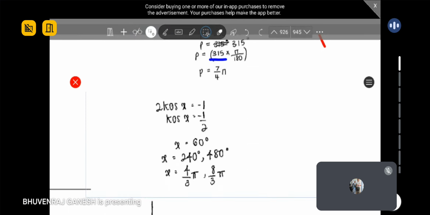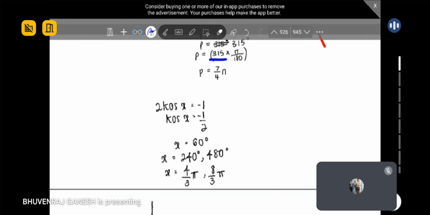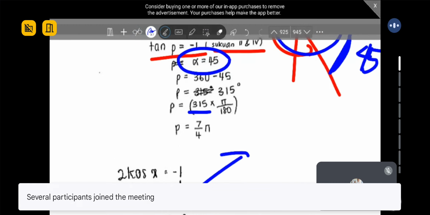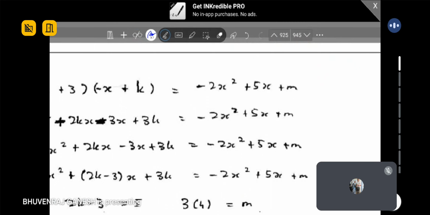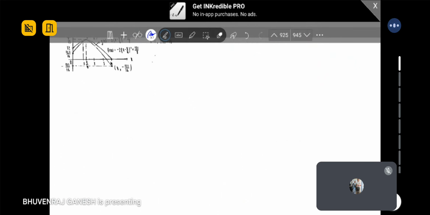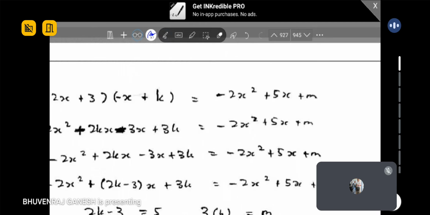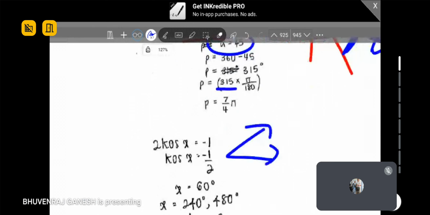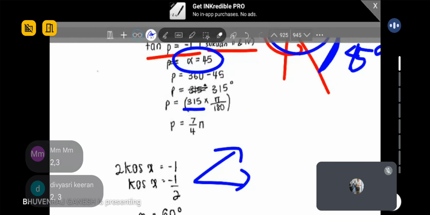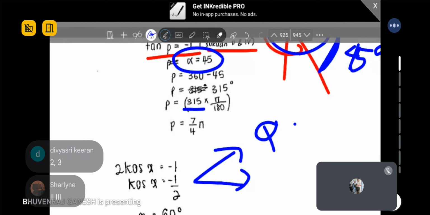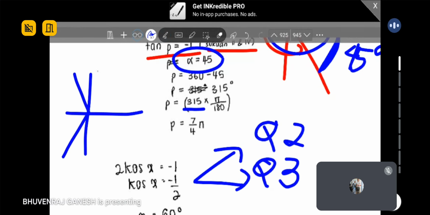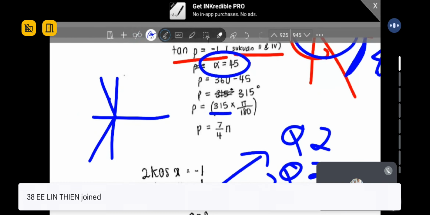Of course you must identify your quadrant, guys. So cos x is equal to negative. May I know which quadrant? Kalau cos negative, think back and see which quadrant. Anyone? Okay, quadrant 2 and quadrant 3, cos is negative. So you can draw. Quadrant 2, quadrant 3, and then your reference angle is 60.